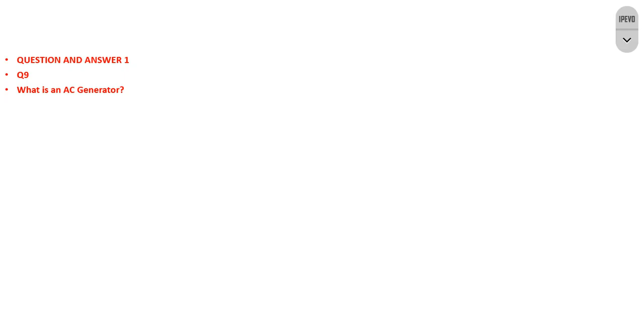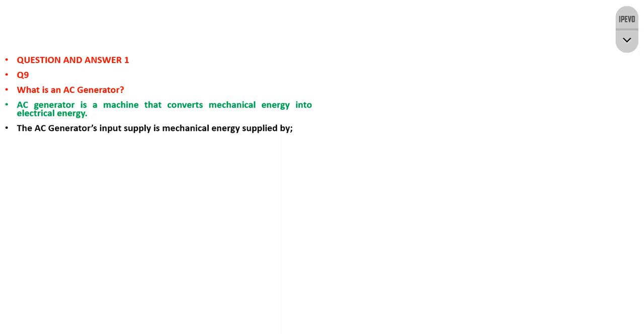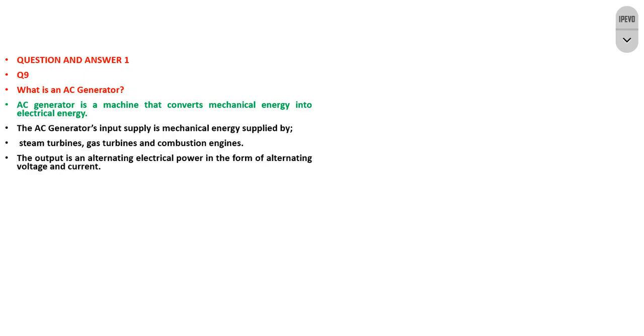What is an AC generator? An AC generator is a machine that converts mechanical energy into electrical energy. The input supply is mechanical energy supplied by steam turbines, gas turbines, combustion engine. The output is an alternating electrical power in the form of alternating voltage and current. So the AC generator usually has the output in the form of alternating voltage and alternating current.